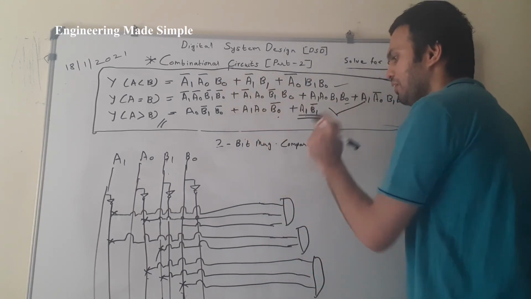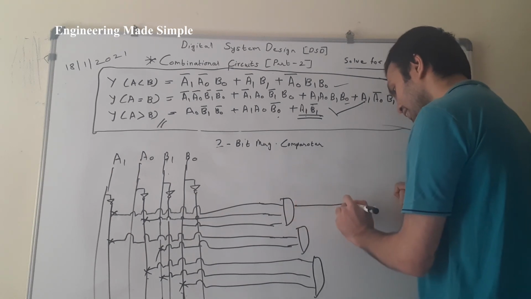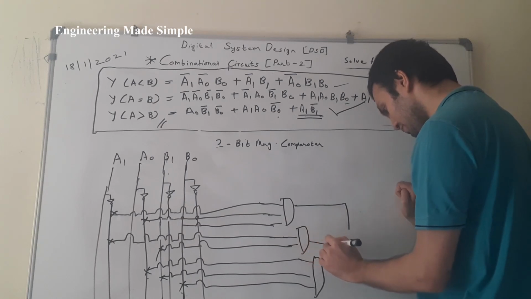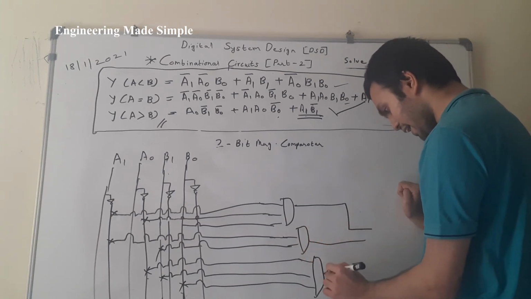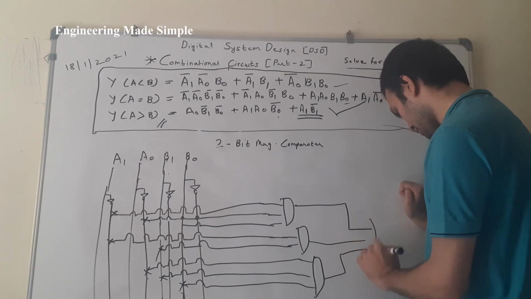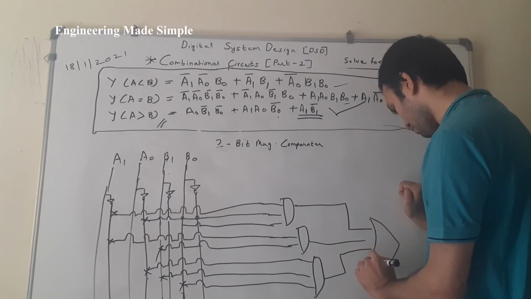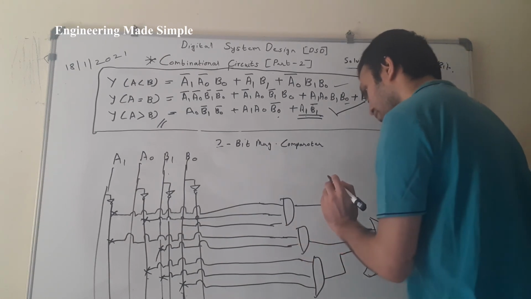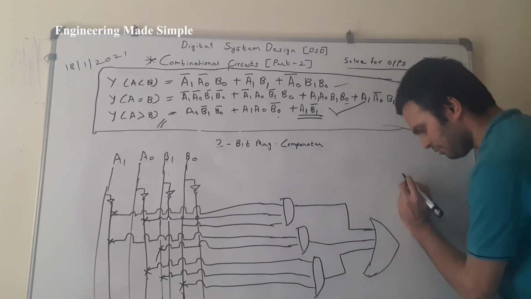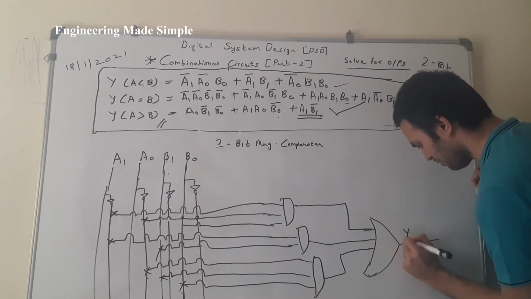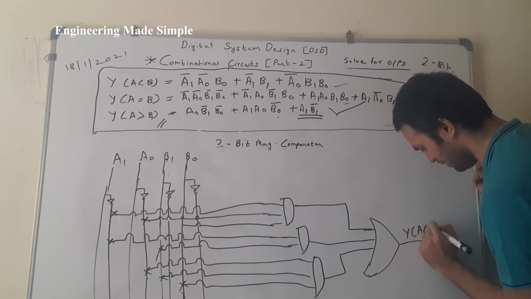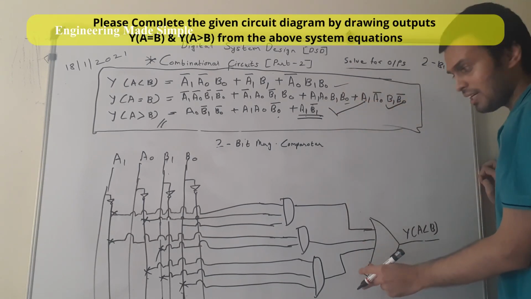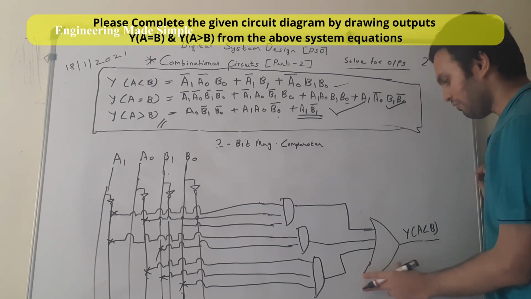And these three individual terms are added. So finally, in order to get the final output, which is Y for A less than B, we will add an OR gate. So this is the final OR gate, which will generate the first output of the 2-bit magnitude comparator, that is Y for A less than B. So this equation I have implemented. The remaining two also you should implement. I have shown the implementation of only one output.